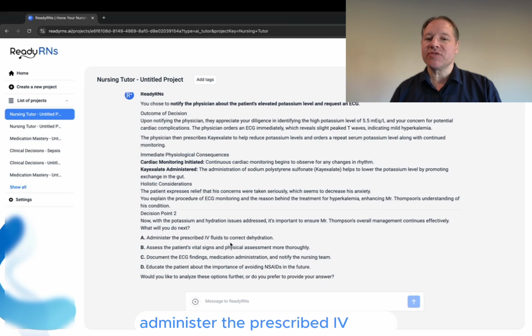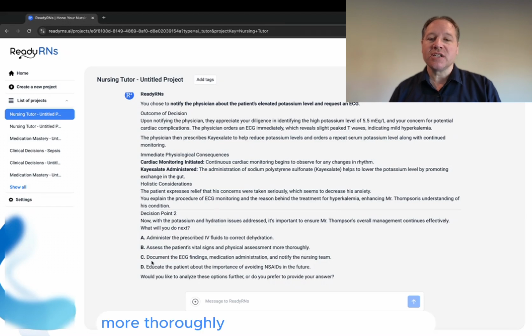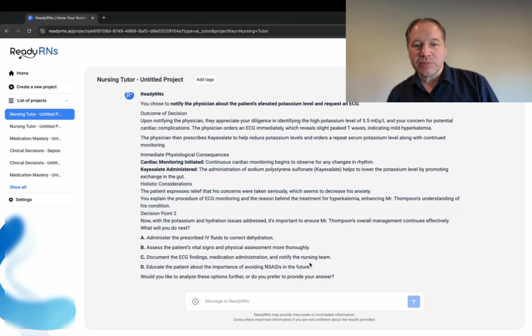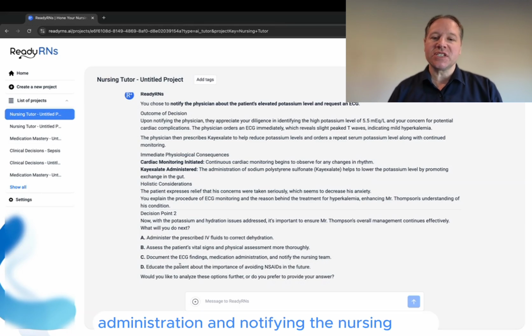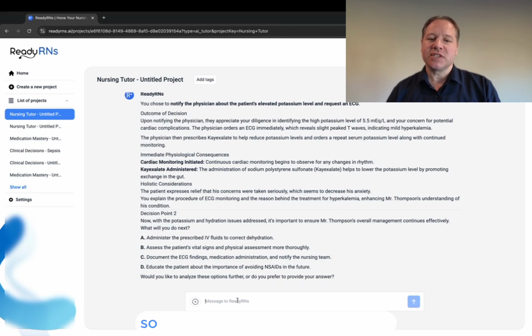Administer the prescribed IV fluids to correct dehydration, assess the patient's vital signs and physical assessment more thoroughly, document the EKG findings, medication administration, and notifying the nursing team, educate the patient about the importance of avoiding NSAIDs in the future. So you could ask for help to analyze what we should do.